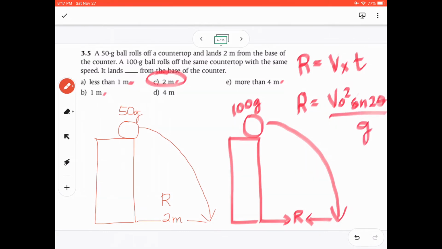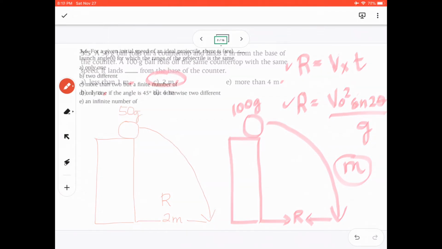And you cannot find M anywhere in your formula. M is the mass. So mass does not affect the range reached by a projectile. We see that none of these quantities, R and R, depend on mass. There is no mass in the formula. Therefore, it does not affect the range reached by the projectile. The answer is 2.